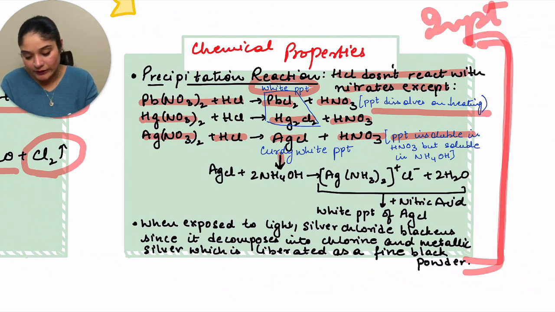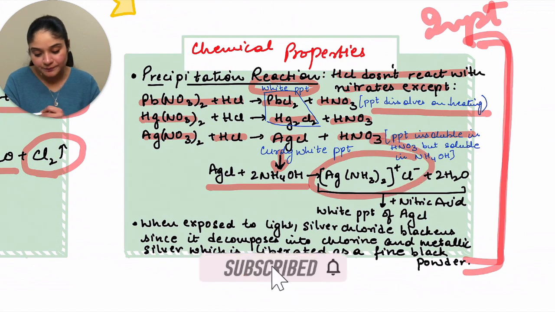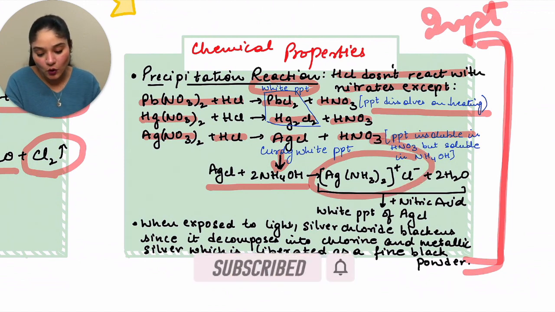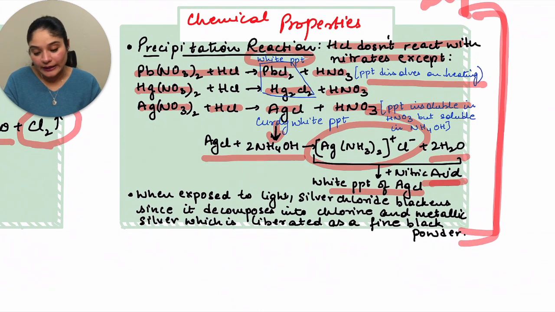Okay. So, now what happens is that this AgCl is reacted with ammonium hydroxide. So, if you can see, I have an arrow mark here. So, AgCl plus ammonium hydroxide will give you a salt like this. Okay. So, when you have this salt plus water and you combine it with nitric acid, you get white PPT of AgCl. Okay, makes sense? Now, when exposed to light, silver chloride blackens since it decomposes into chlorine and metallic silver, which is liberated as a fine black powder. Okay, so make sure that you're paying attention in this.